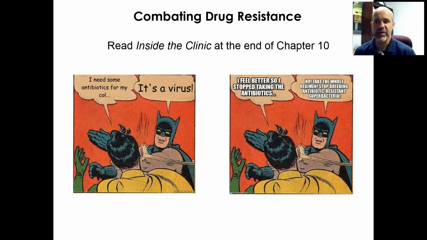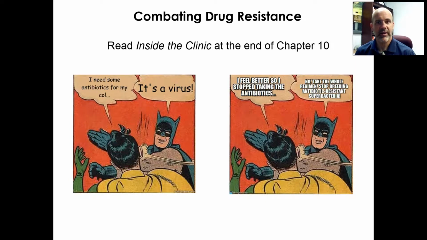Now, sometimes a physician doesn't know whether you have a bacterial or a viral infection, and just in case you do have a bacterial infection, they're going to go ahead and prescribe medication that will help fight that. But that's a practice that the medical community is trying to get away from, because that's going to help us combat drug resistance.